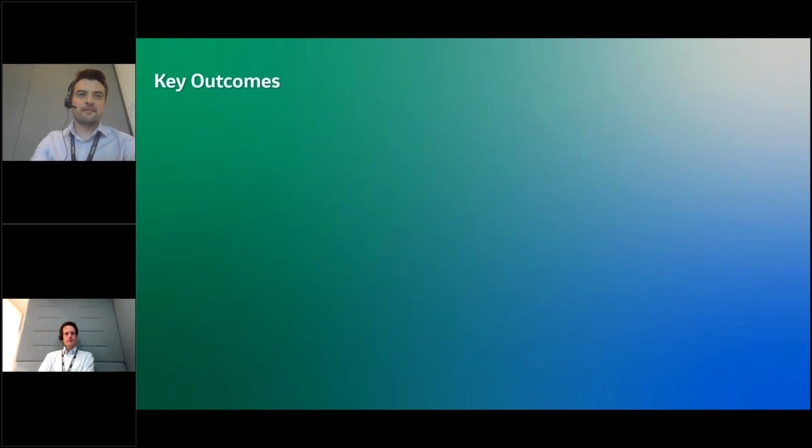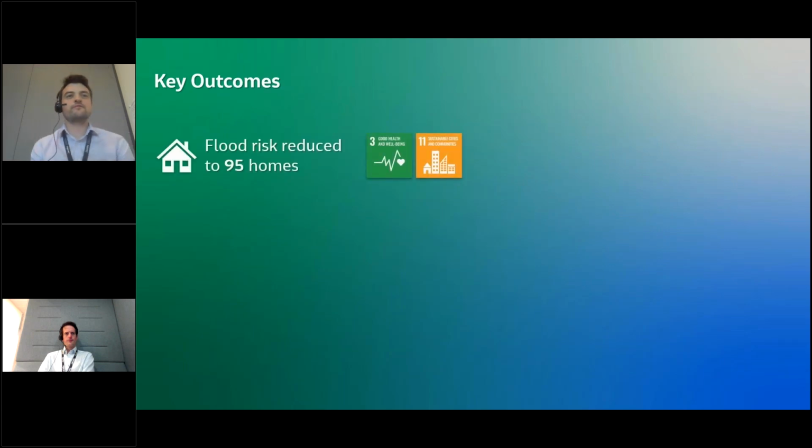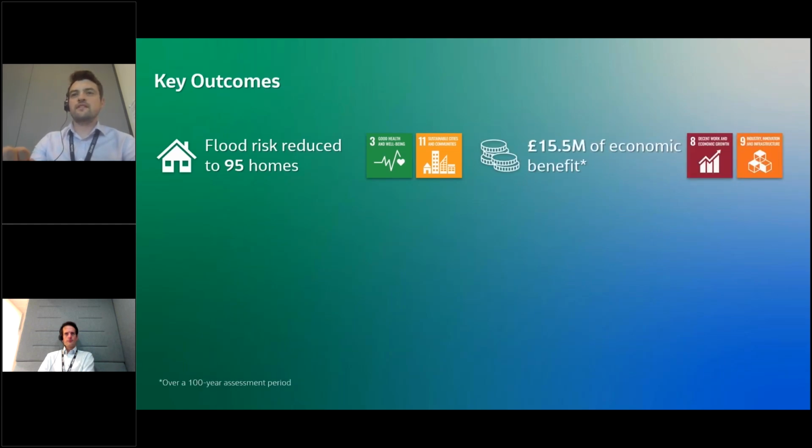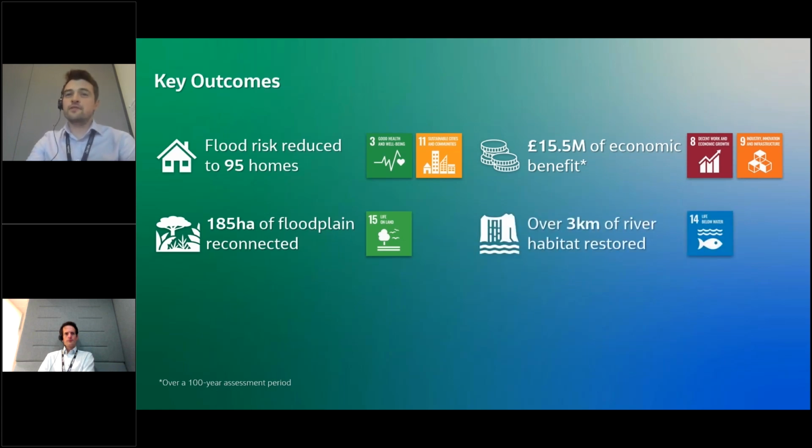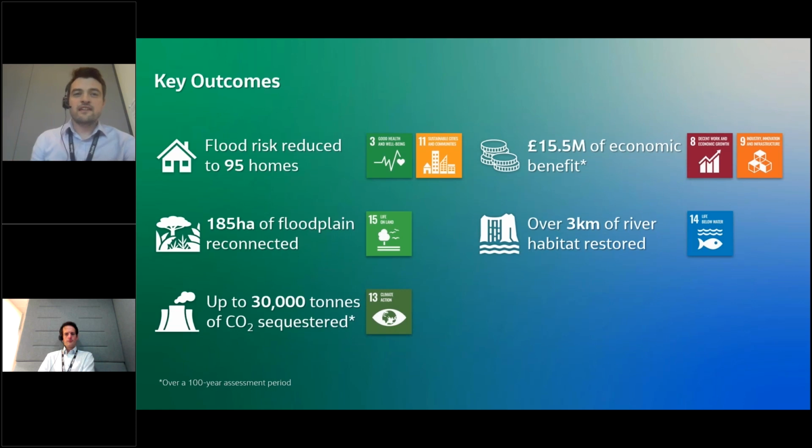So the key outcomes then, what have we achieved? Well, we have reduced flood risk to 95 homes. We've delivered £15.5 million of economic benefit over the full appraisal period, which is 100 years. We've reconnected 185 hectares of floodplain. And we've also restored over 3 kilometers of protected river habitat. The River Eden is a SSSI, an SAC, and an SPA. So those are kind of the direct benefits.